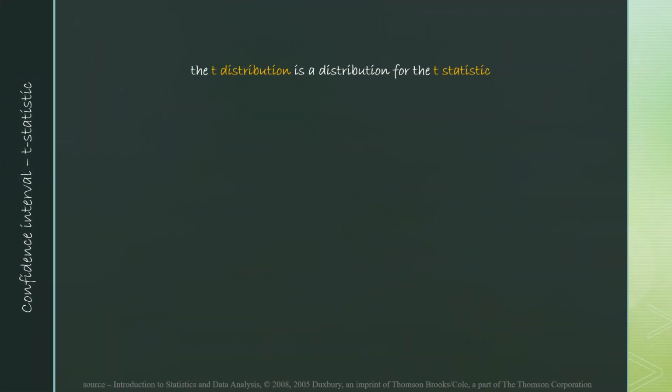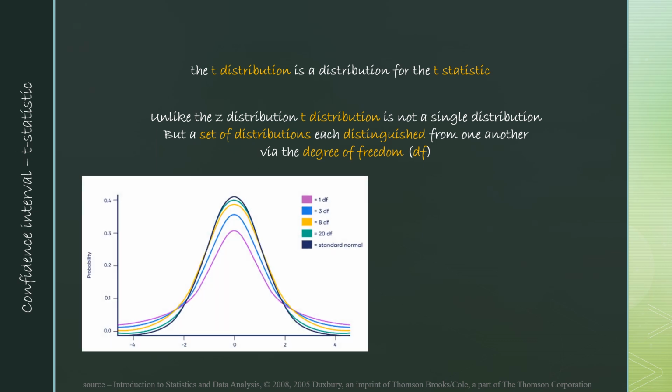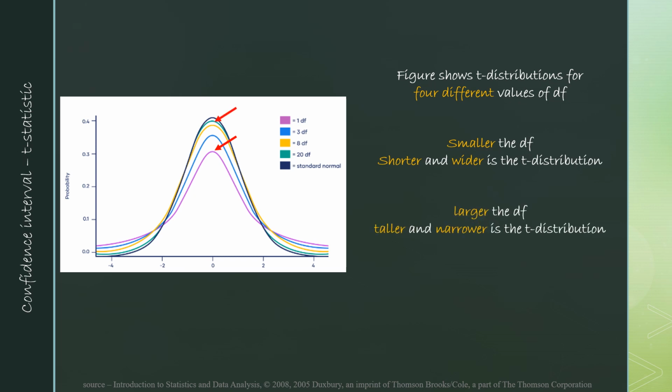The t-distribution is a distribution for the t-statistic, and unlike the z-distribution, t-distribution is not a single distribution but a set of distributions, each distinguished from one another via the degree of freedom df. Degree of freedom df equals sample size minus 1, which equals n minus 1. Figure shows t distributions for 4 different values of df. Smaller the df, shorter and wider is the t distribution. Larger the df, taller and narrower is the t distribution. Finally, when df exceeds 30, then it tends closer towards the normal distribution.